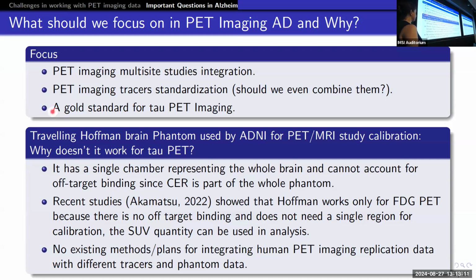Also, recent studies have shown that the Hoffman phantom works for FDG PET. FDG PET does not have a single region for calibration, and the SUV quantity can be used in analysis. And so far, I do not know of any existing methods for integrating human PET imaging replication studies with this phantom data to figure out where we are and what is the actual truth.